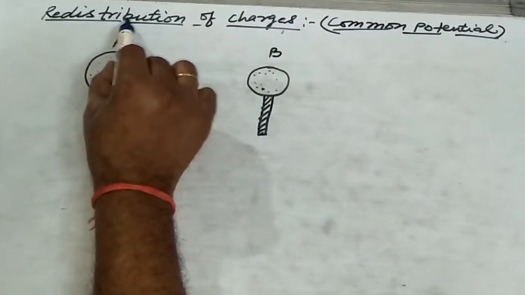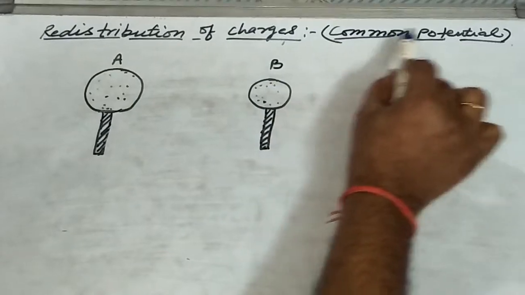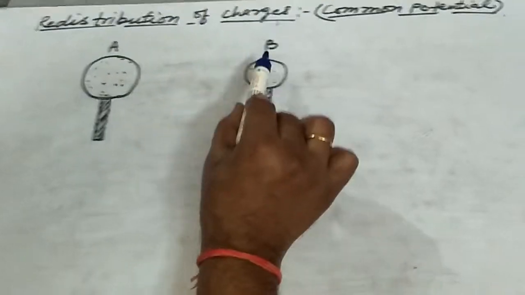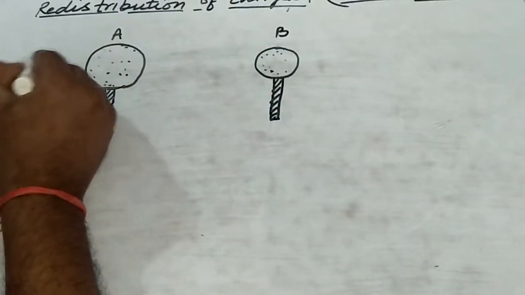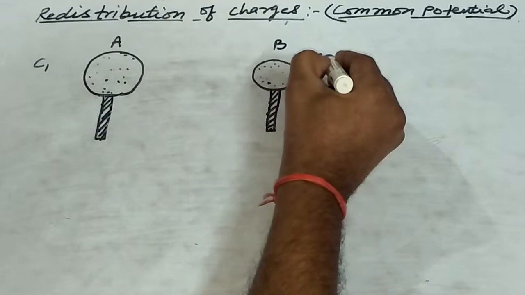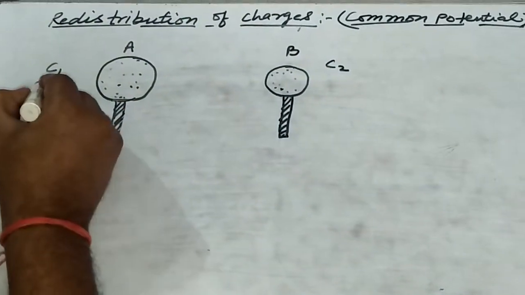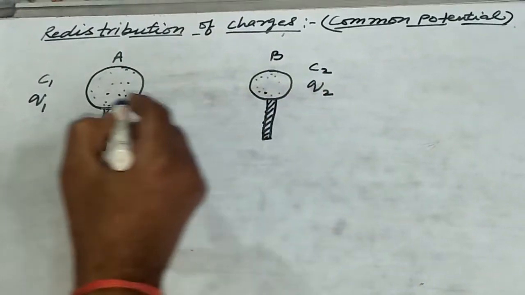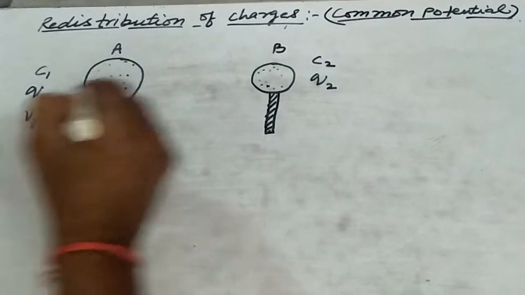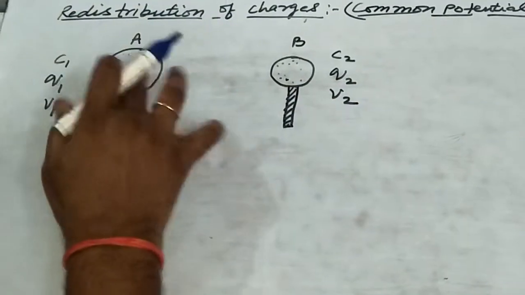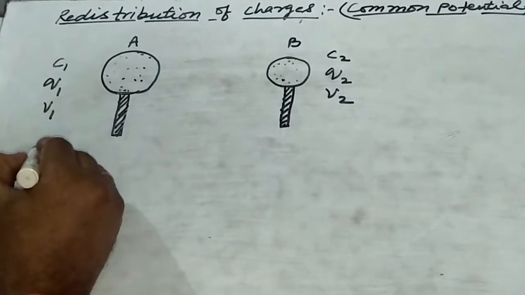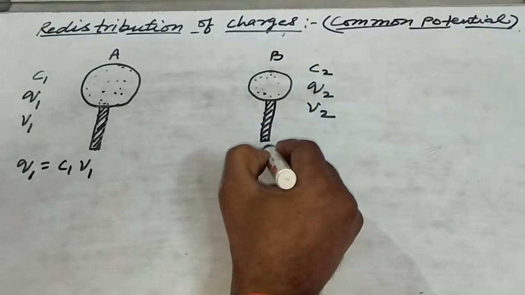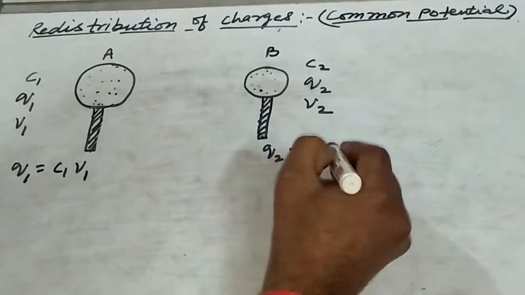Now the next topic is redistribution of charges, or common potential. Suppose two insulated conductors A and B of capacitance C1 and C2 are given charges Q1 and Q2 and raised to potentials V1 and V2. Then for the first conductor A, you can write Q1 is equal to C1 V1, and for the second conductor we can write Q2 is equal to C2 V2.